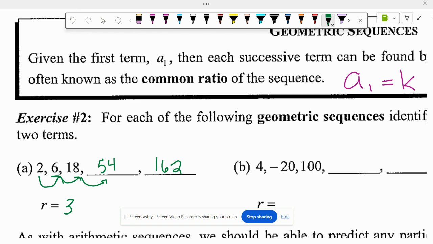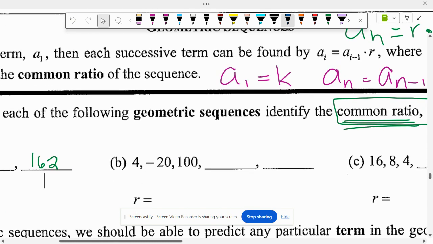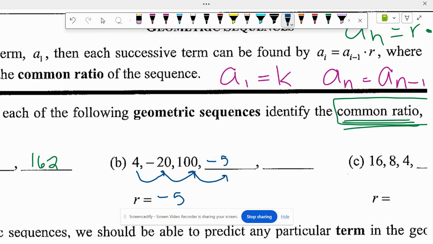Okay, let's look at our next example. What did I multiply 4 by to make it equal negative 20? Good job. So R is negative 5. Negative 20 times negative 5 is positive 100. 100 times negative 5, Jaden, is? Times negative 5. And negative 500 times 5 is? Perfect.